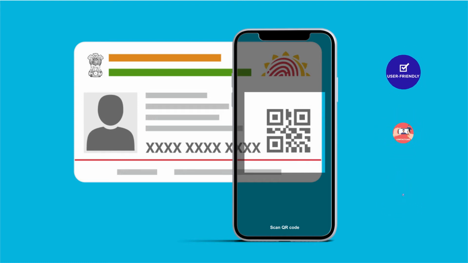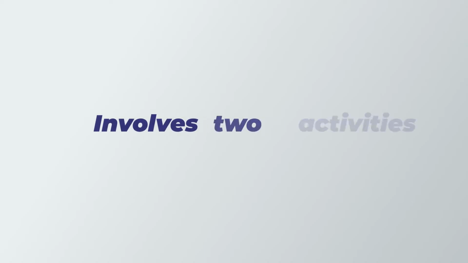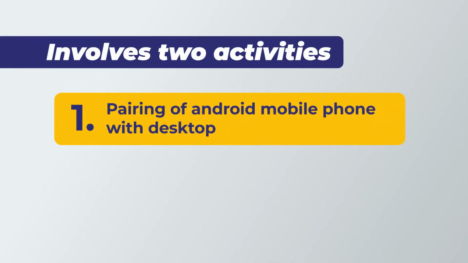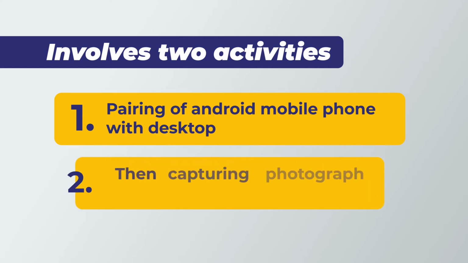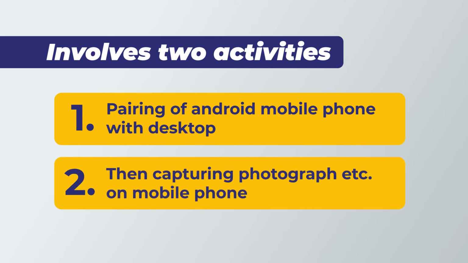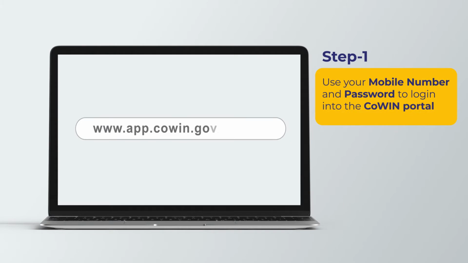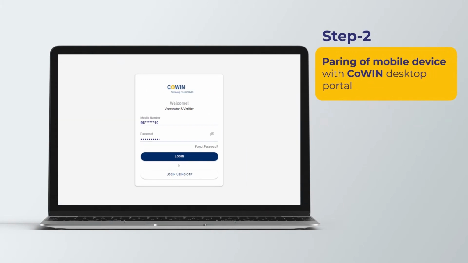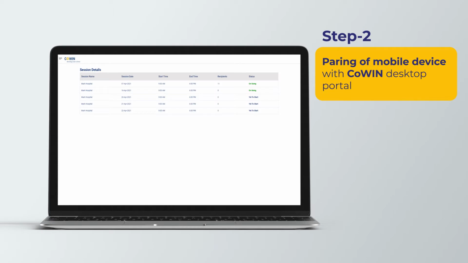The whole process of using mobile interface involves two activities. First, pairing of Android mobile phone with desktop and then capturing photograph etc. on mobile phone. Step 1. Login into the CoWIN portal on your desktop. Step 2. Pairing of mobile device with CoWIN desktop portal.